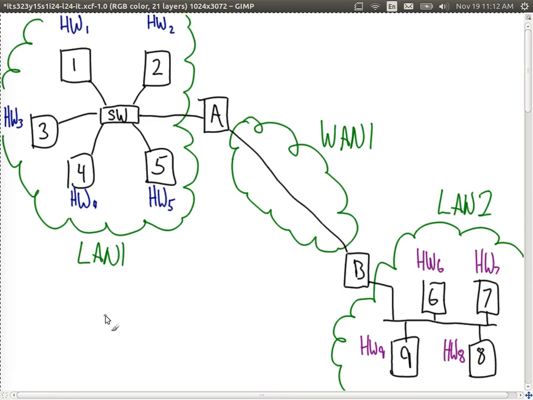So now we have three smaller networks connected together, and our aim is to allow anyone to communicate with anyone else. For example, 1 should be able to send to 8. Let's complete the addressing. Note that computer A is attached to LAN 1, so it also needs a hardware address. It's another computer on that first LAN. So let's denote the hardware address of A as A1, and B has a hardware address.